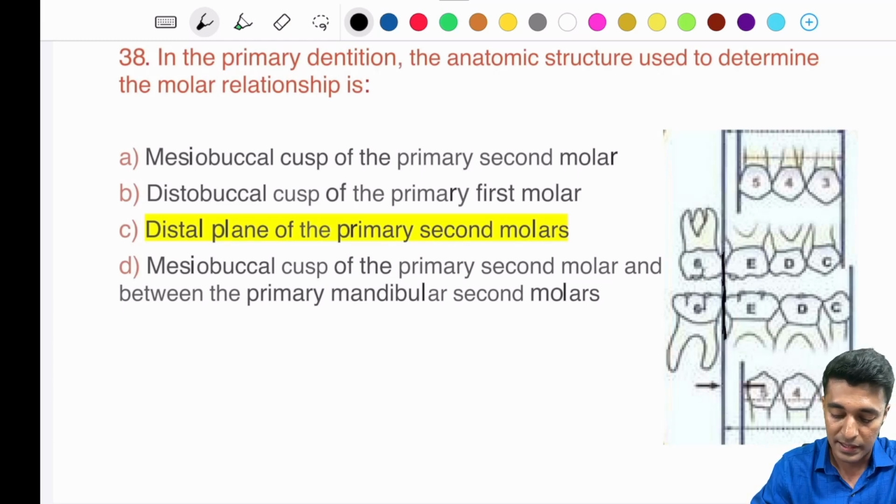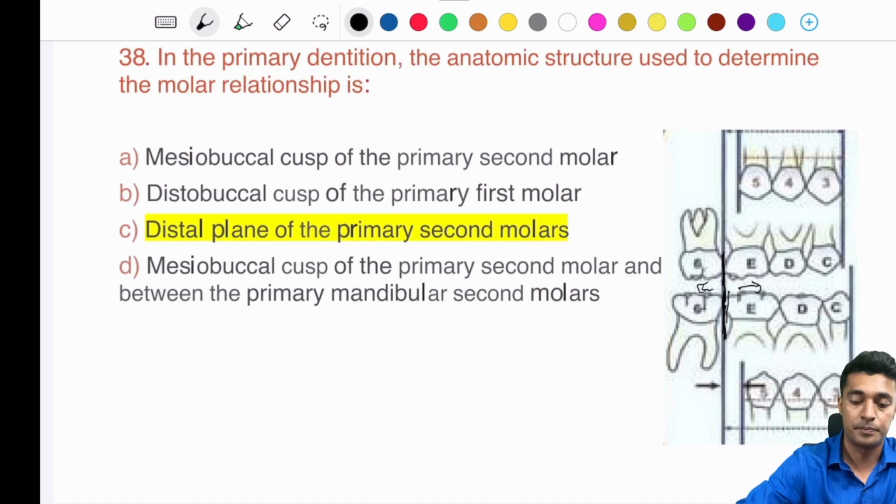What if the distal plane was more mesial to the distal plane of the maxillary second molar? Then we call it a mesial terminal plane, and if the distal plane is more distal to that of the maxillary second molar, we call it a distal terminal plane.